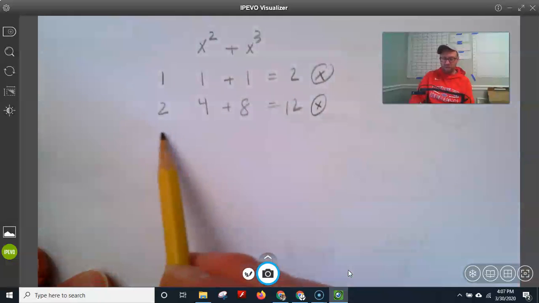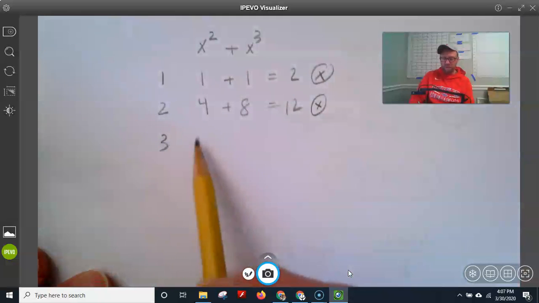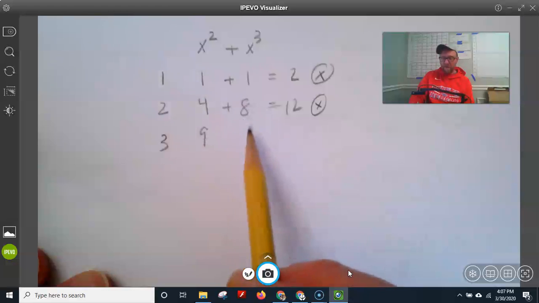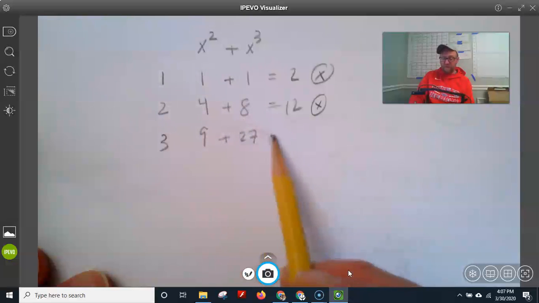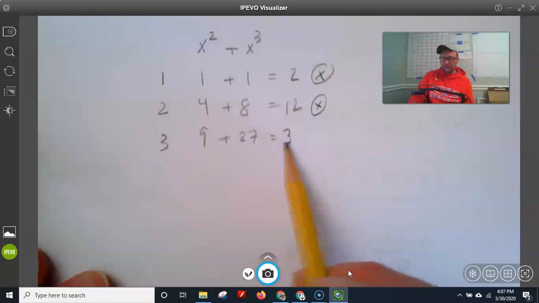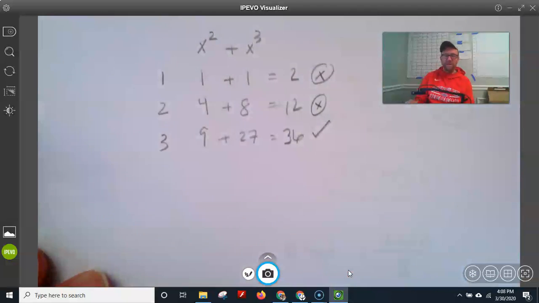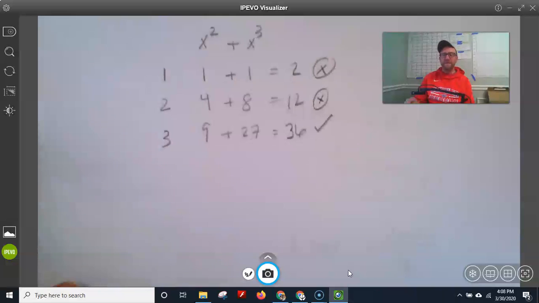Nope. Let's try 3. 3 squared is 9. 3 cubed is 3 times 3 times 3. That's 27. 9 and 27 is 36. Oh, hey, check. That one is. So 3 down, 3 to go. No, 3 down, like 97 to go. What am I talking about?